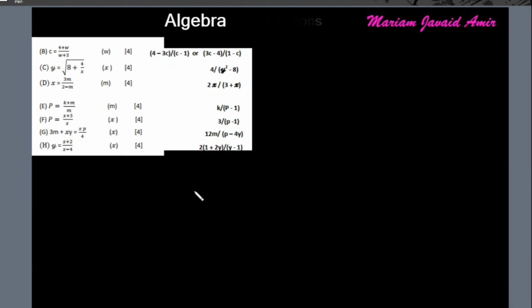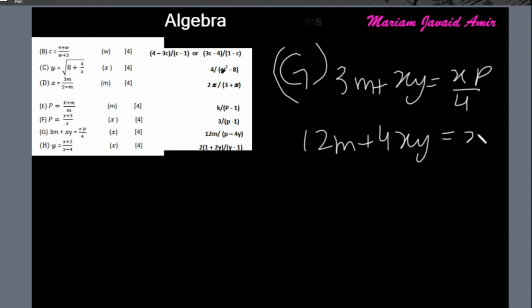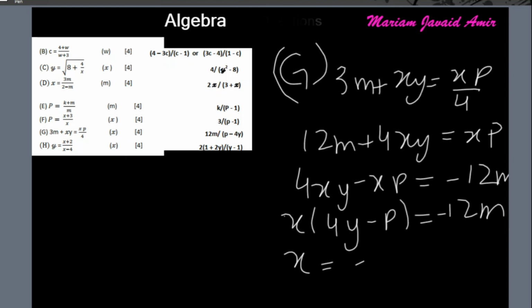Alright, I think I should do part G as well. 3m plus xy equals xp over 4. We have to make x the subject. Let's move 4 to the other side. 12m plus 4xy equals xp. Next I'll be moving this xp here and moving the 12m to the other side. So take x common, I get x(4y minus p) equals minus 12m. So x equals minus 12m over 4y minus p.